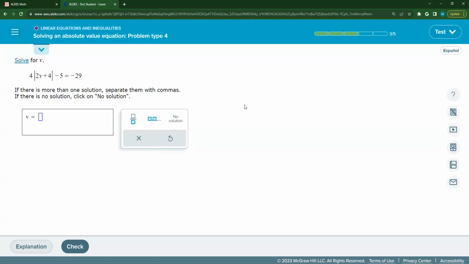Yes, and this is exactly what I was hoping that we would get. I'm actually going to have to do another 2, but I won't record the last one. So this time I have 4 times the absolute value of 2v plus 4 minus 5 equals negative 29. I want to get the absolute value by itself. So I'm going to first of all get rid of this minus 5. So plus 5. And I have 4 times the absolute value of 2v plus 4 equals negative 24.